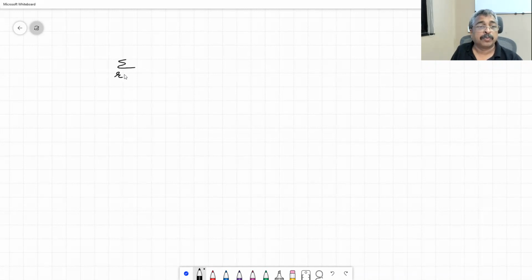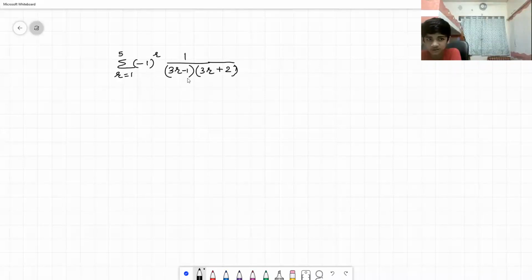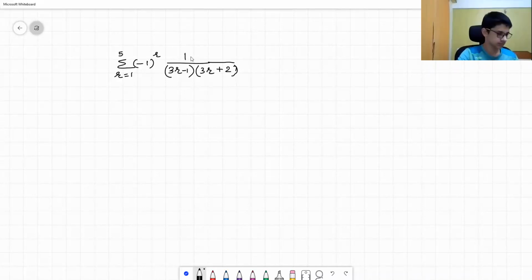Sigma r goes 1 to 5, minus 1 raised to r into 1 upon 3r minus 1 into 3r plus 2. Is that right? And we were supposed to set up the telescopic sum. Now, sir, the numerator was 6r plus 1. Yes, 6r plus 1.